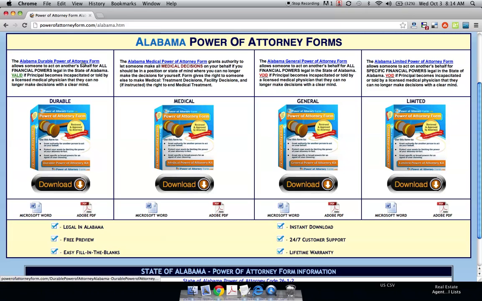Now, there are four main Alabama power of attorney forms. There's a durable, a medical, a general, and a limited. And we're going to go over all four real quick. At least we're going to try.